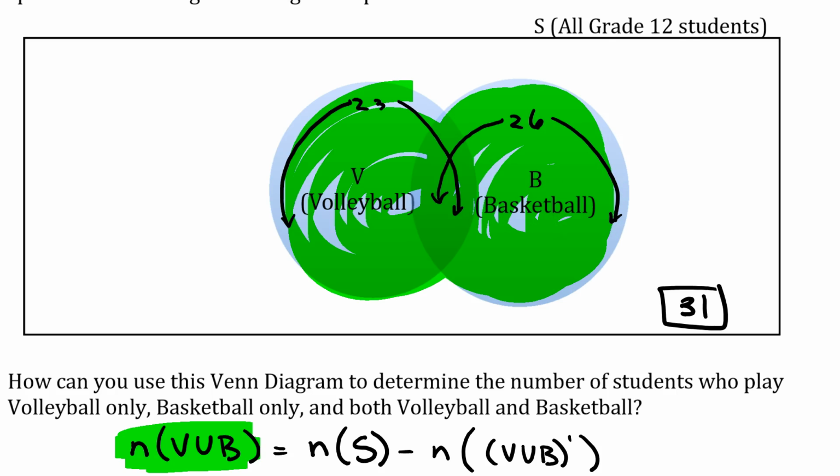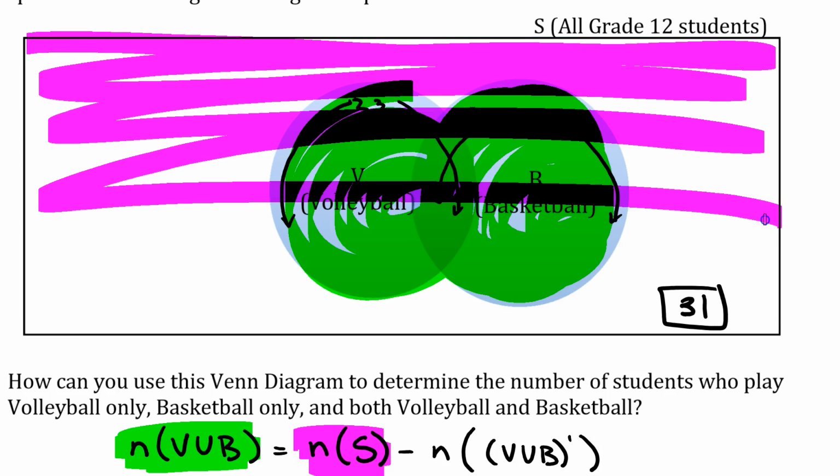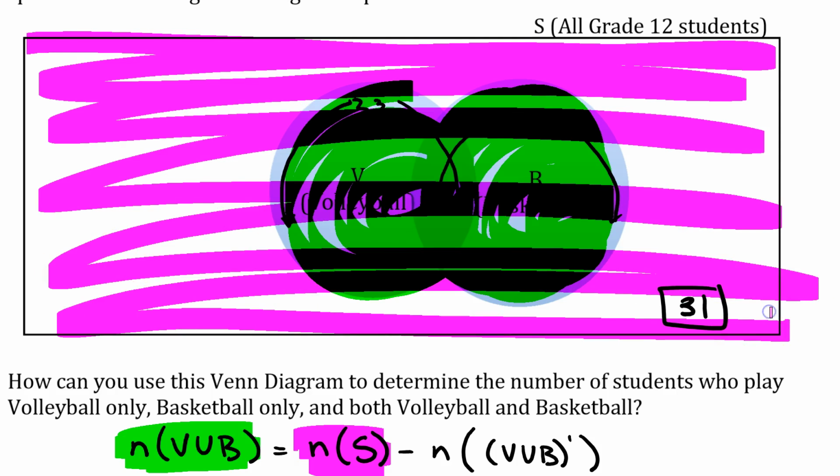So you have to take the total number of students here. So everybody. We know that this one's V and this one's B, so I think that's okay. So take all of the students, and we subtract the people who don't play anything. So the complement of volleyball players and basketball players is the students who don't play either sport.